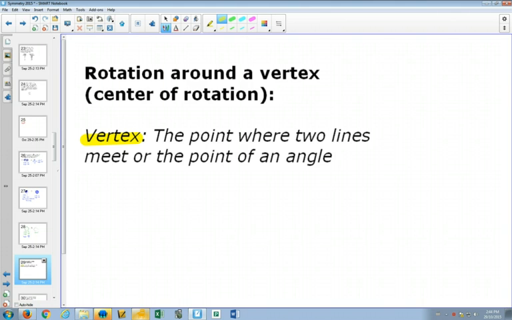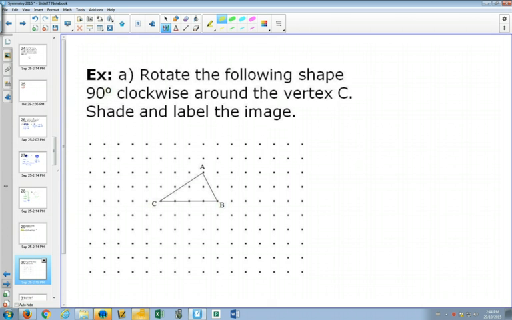So we're now going to rotate around a certain point, around a vertex. We're going to rotate this shape 90 degrees clockwise. First of all, clockwise means how the clock is going, which is around this way. If you went 90 degrees, you would start here and go a quarter of the way.